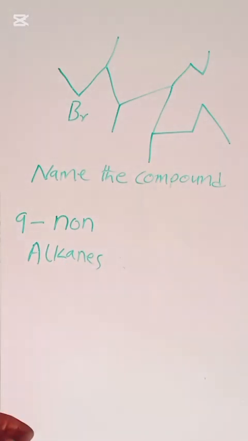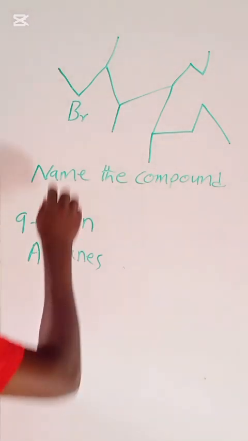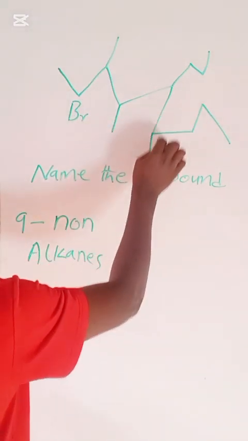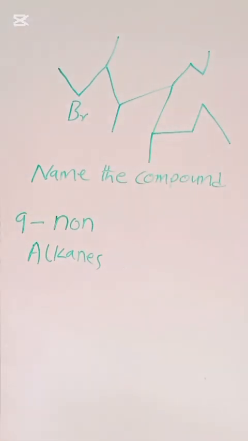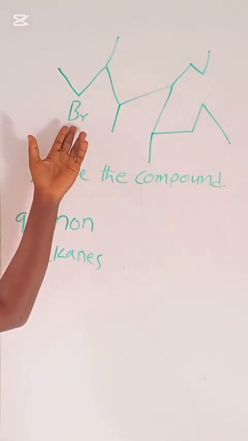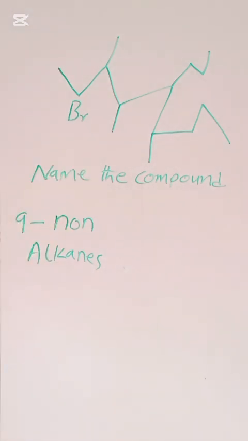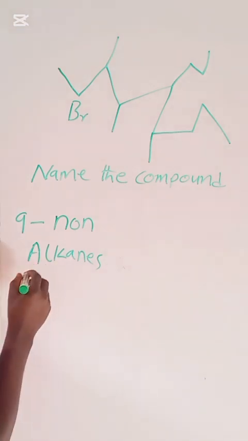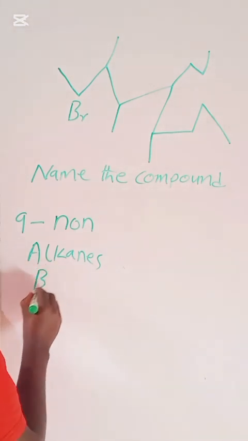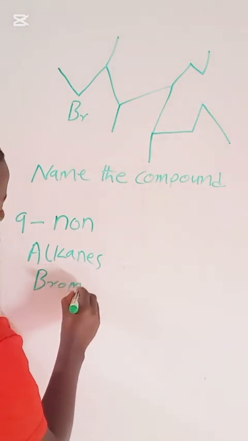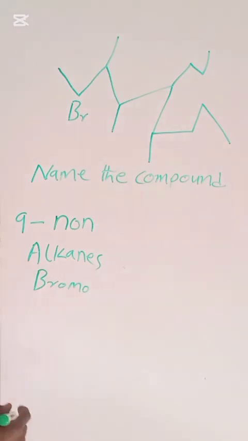Now we check again and see what substituents we have. We have one, two, three, 4, 5, so we have 5 substituents. And we have an element inside, which is inorganic, which is bromo. So for us to name this compound, let's see how to name it.